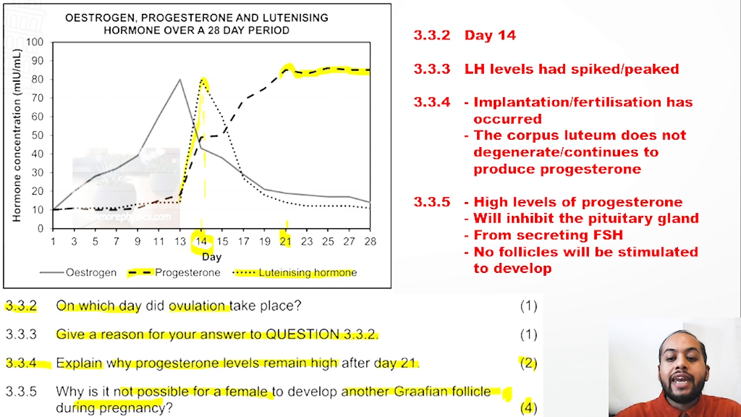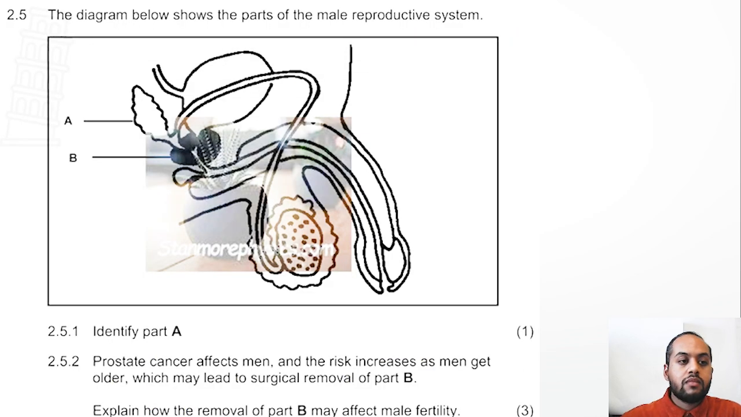No follicles will be stimulated to develop. So the FSH will not stimulate the release of the primary follicle to then grow into that Graafian follicle. Please make sure you are able to understand a question like this. It is testing your knowledge on negative feedback between progesterone as well as FSH.